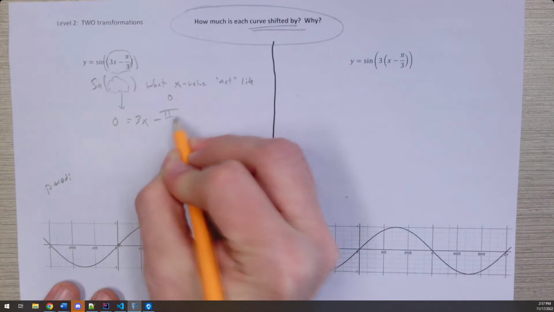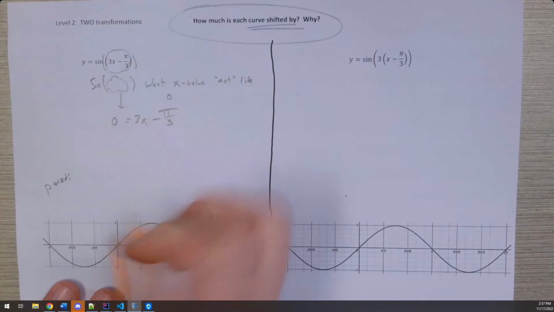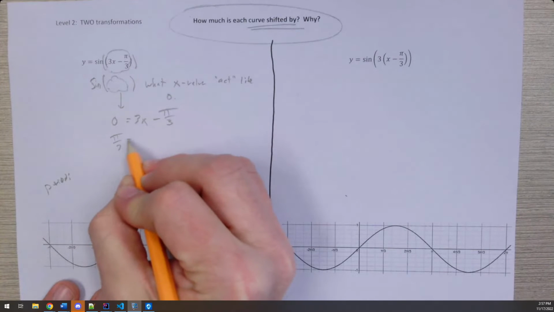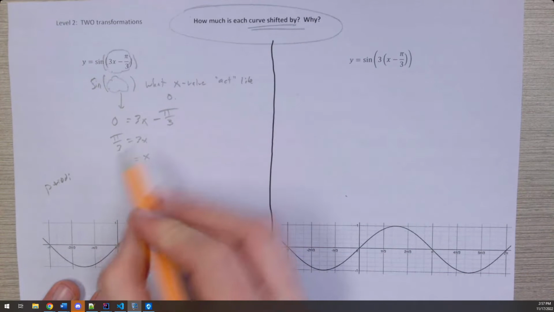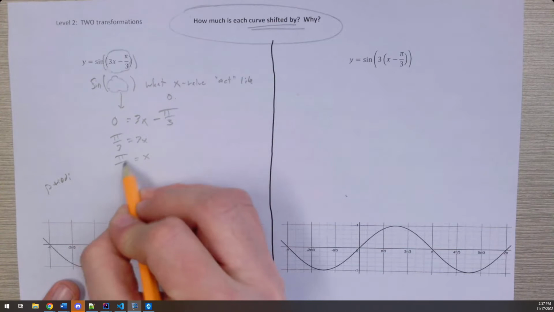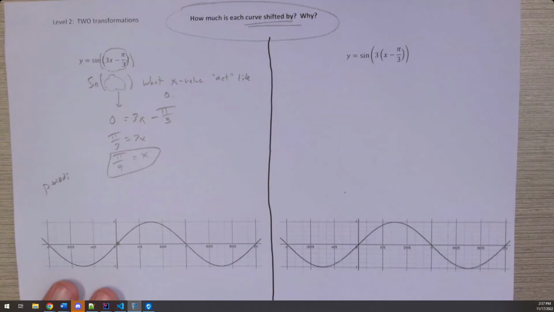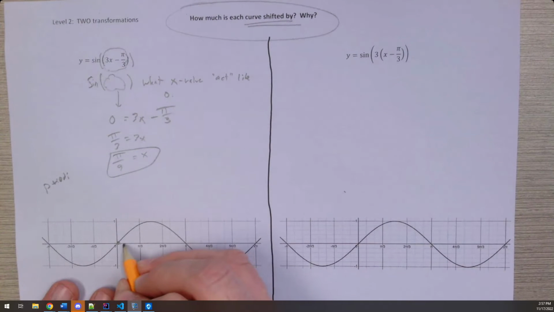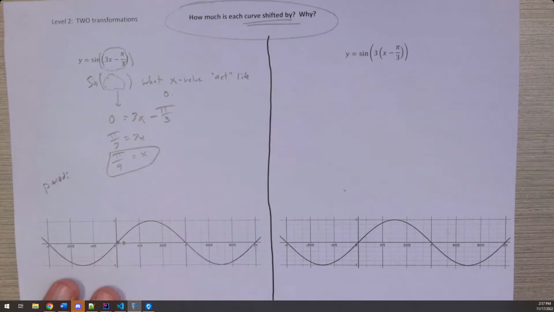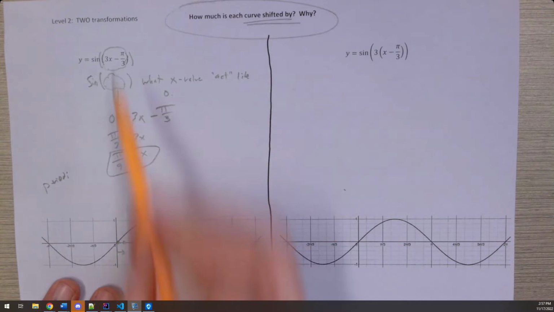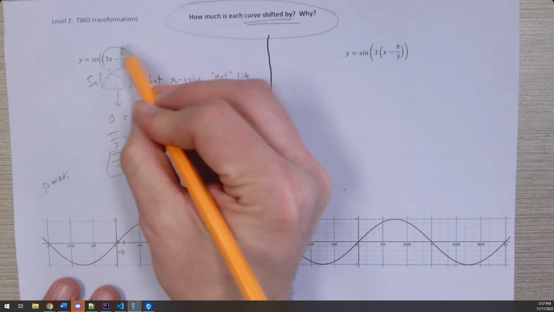3x minus pi over 3. Solving for x, I'll add pi over 3 to both sides. And now I'll divide by 3 on both sides. So pi over 3 divided by another 3 is pi over 9. So what that's told me, and here's pi over 9, because you'll see these are divided in thirds already, is that I've actually right shifted by pi over 9, not by pi over 3.